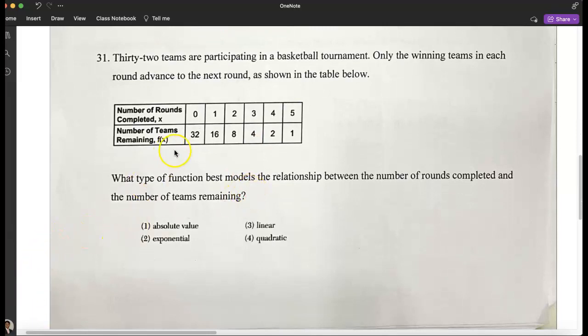It's not changing by the same thing every time. Correct. You're not adding or subtracting the same number. You're dividing by 2. So if you're dividing by 2 every time, when it's 0, it's 32. When it's 1, it's 16. When it's 2, it's 8. Half of this. Then 4, 2, 1.